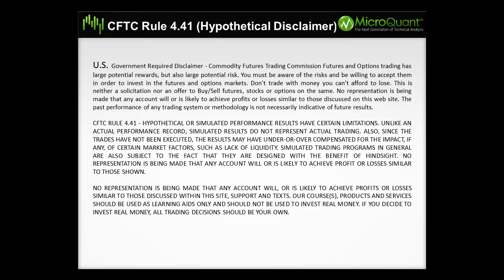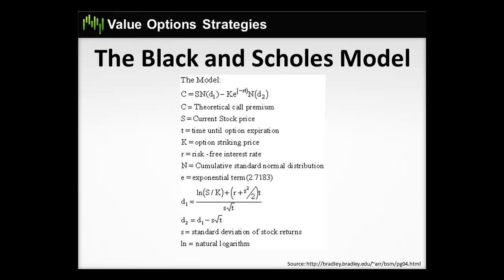Having said that, we always try to find the types of trading strategies that we feel give us an edge in trading. Now, let's talk about the Black-Scholes model in determining the value of an option, or the premium for a specific option. Let's take a look at the formula here. What's interesting to note, if you look at the definition, is that C represents the theoretical call premium, or the value of the option.